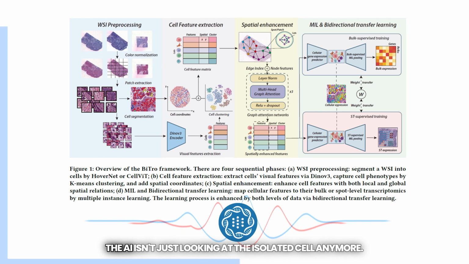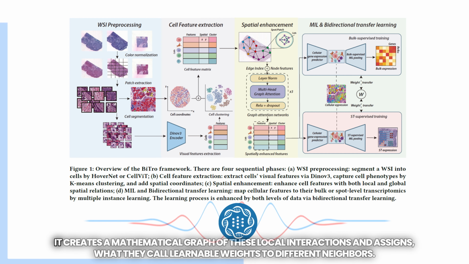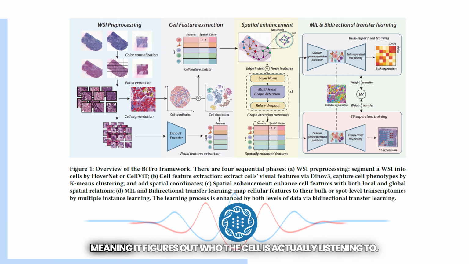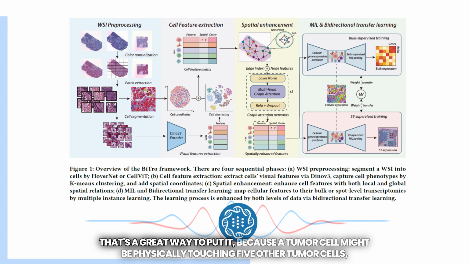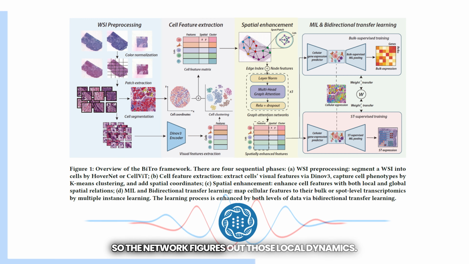Exactly. The AI isn't just looking at the isolated cell anymore. It specifically looks at a cell's 8 nearest neighbors. It creates a mathematical graph of these local interactions and assigns what they call learnable weights to different neighbors. Meaning it figures out who the cell is actually listening to. That's a great way to put it. Because a tumor cell might be physically touching 5 other tumor cells, but it might be most heavily influenced by the one immune cell right next to it. Oh, wow. So the network figures out those local dynamics.